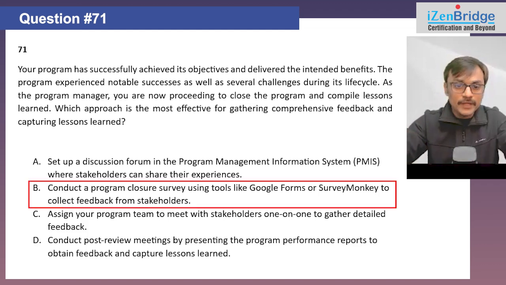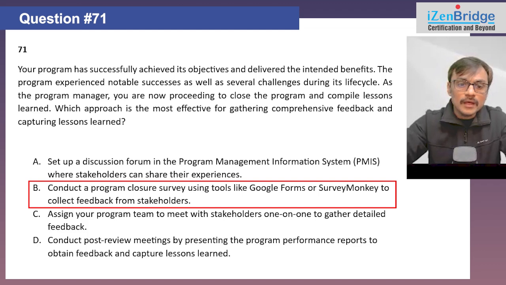Let's see option B. Conduct a program closing survey using a tool like Google Forms or SurveyMonkey to collect feedback from stakeholders. Not a bad idea. You can definitely do that. You can have a discussion forum. You can have a survey form. Now both of them look similar. So I'm sure if we have two candidates looking right, then probably we have a better option coming in the other remaining two.